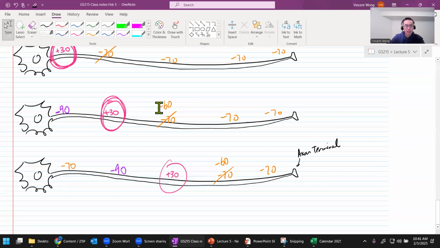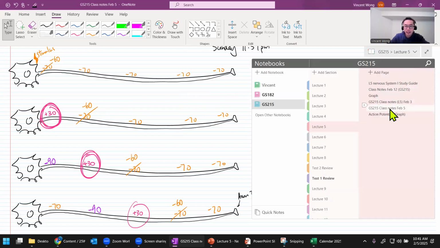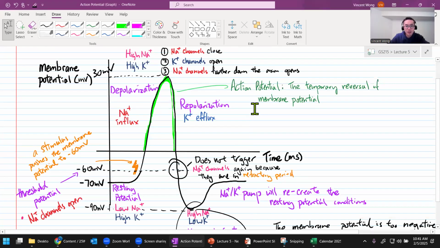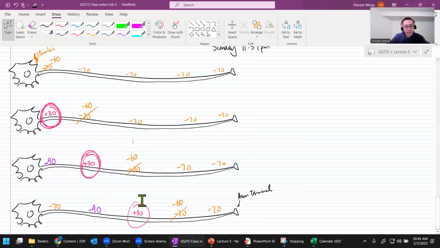So if you look at this in its entirety, only one section is flipping, and the flipping is not permanent. It's a temporary flip. And that is the definition of an action potential, the temporary reversal of membrane potential. And that's how the signal gets propagated down the axon. Think of it as like a light bulb. It lights up, ding, and then it causes the next section to light up, and then lights up, lights up, lights up.